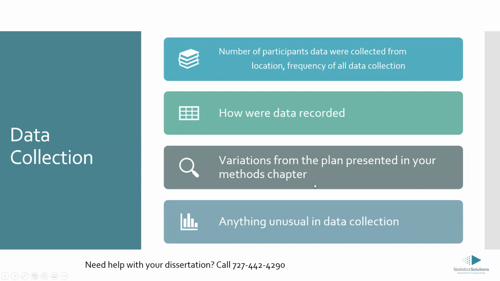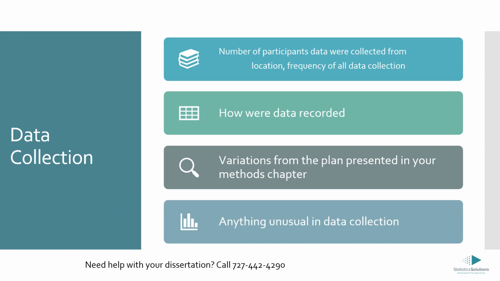You'll also include a section on data collection, again, similar to what you presented in your methods chapter, except in this case, talking about the specifics of how the data collection process moved along. So the number of participants that were included. You probably had a target number in your sample, maybe it was a range. Maybe you said you were going to interview 12 to 15 people and recruitment efforts didn't work out the way that you anticipated, and so you were able to recruit 11 participants, and that's fine. And you talk about that here.